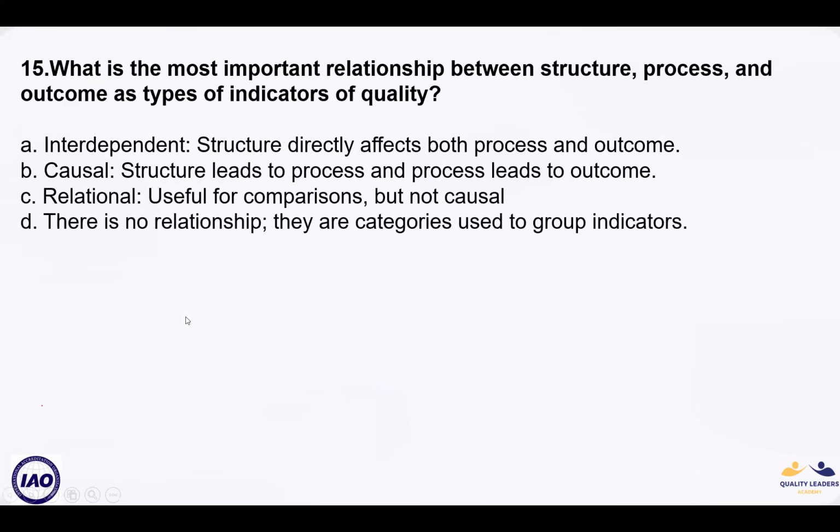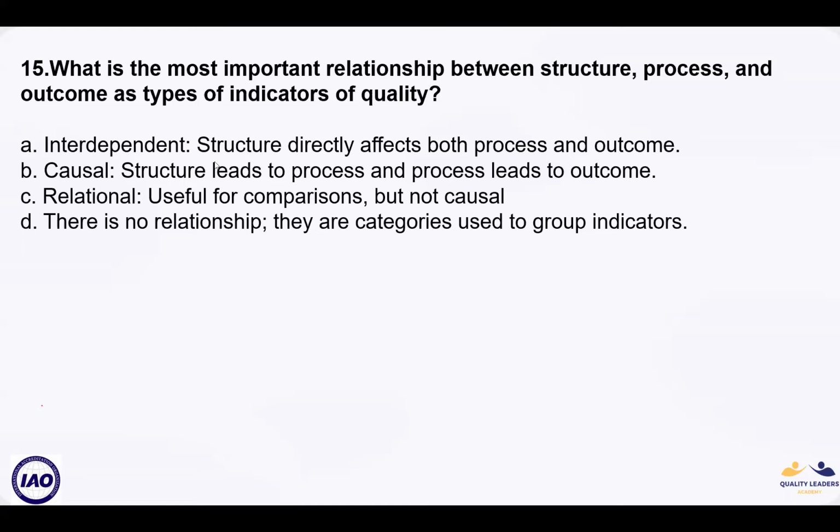Coming to question number 15. What is the most important relationship between structure, process, and outcome as types of indicators of quality? In a way, we have already discussed this as one of the last topics of the last session, when we were talking about Donabedian's indicators of structure, process, and outcomes, right? So it's asking, what's the relationship between Donabedian's three types of quality indicators? How are they related to each other?